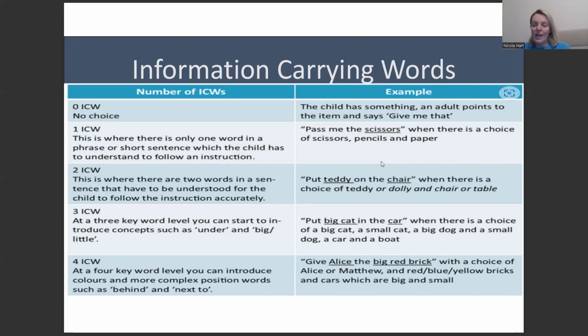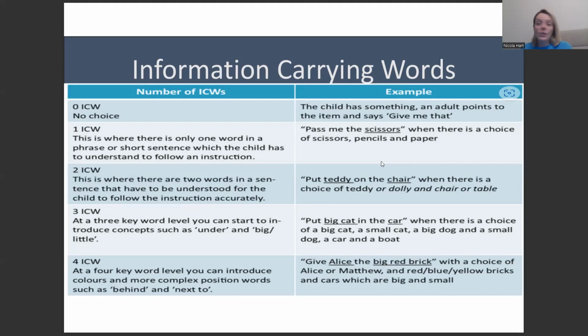So there might be a few things on the table, like you see there, scissors, pencil, or paper, and you might say, pass me the scissors. And they have to listen to the instruction and identify the correct object. And then we would say they're following a one information carrying word instruction.